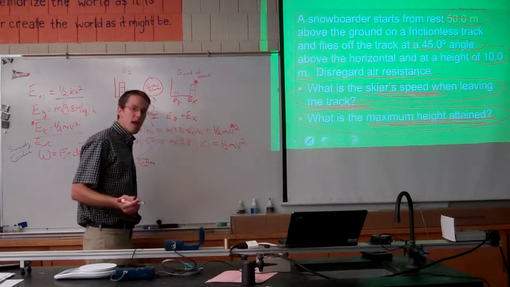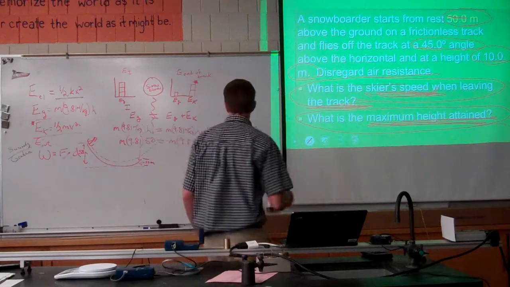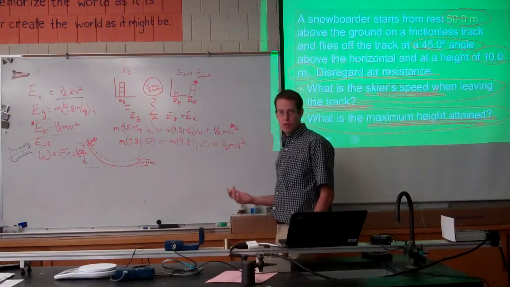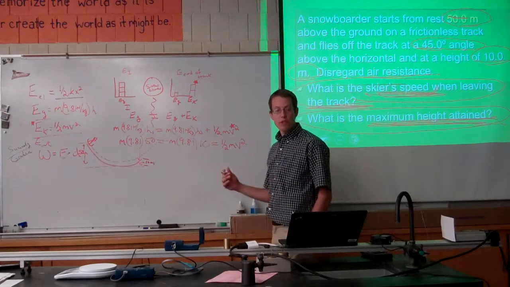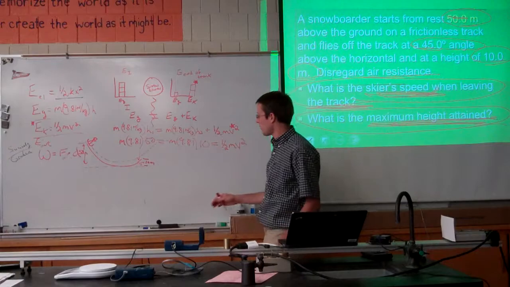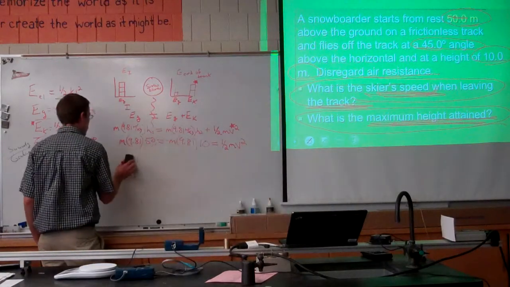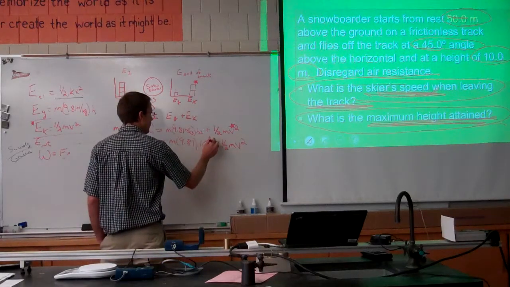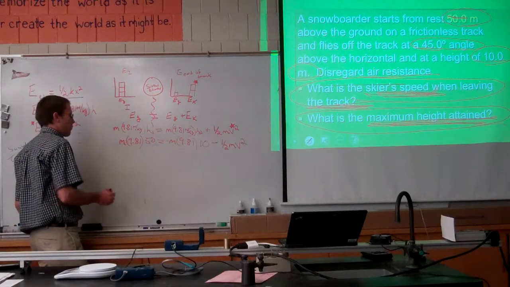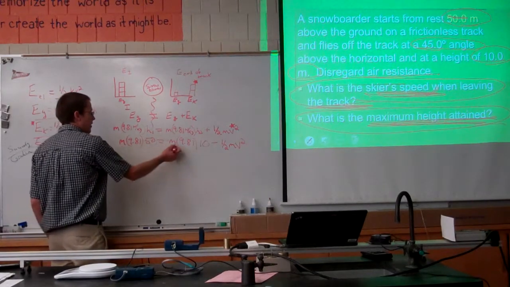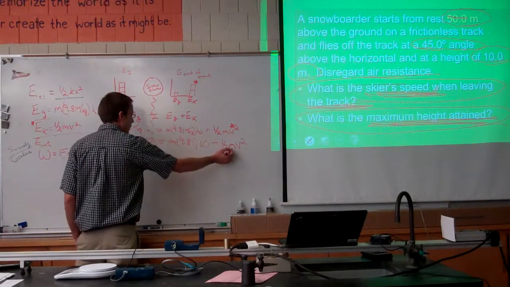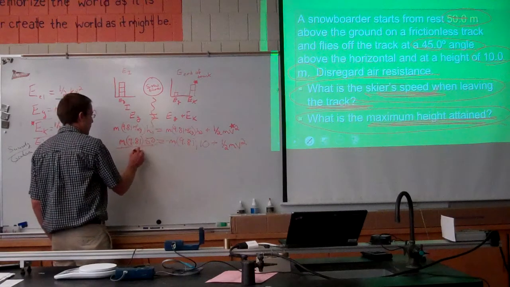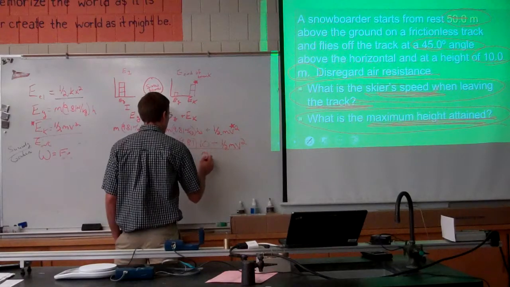The problem is I don't have the mass here. So I have two unknowns, and that's a hard problem to solve. But if you're clever about this, there's a little math trick you can see. The question is, what can you divide out of this equation? Well, this has an M, that has an M, and that has an M. So you can actually factor an M out of my equations here.